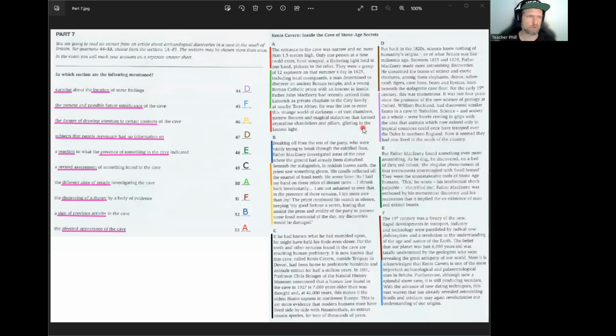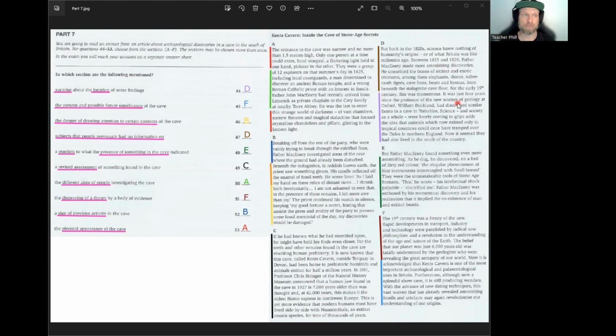Then for D, I found 2 answers, 47 as well as 44. Here in the first half of the paragraph, it says science knew nothing about humanity's origins. But then the priest unearthed the bones of extinct and exotic creatures, among them elephants, rhinos, saber-toothed tigers, and so on. So people learned a lot about things they didn't really know about. They had no information about this. So I think that's why 47 is good.